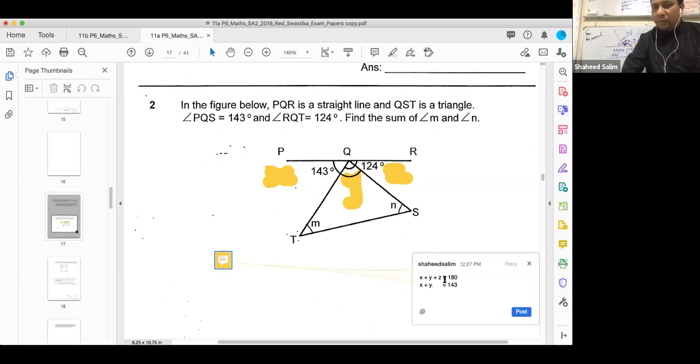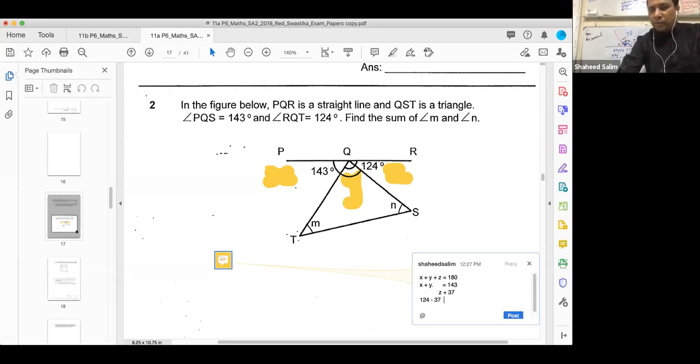This Z here. Minus. So you take top minus bottom, you are only left with Z. X minus X is 0. Y minus Y is 0. 180 minus 143 is 37. This one is 37. You can take 124 minus 37, you get this. So 124 minus 37, you get how much?